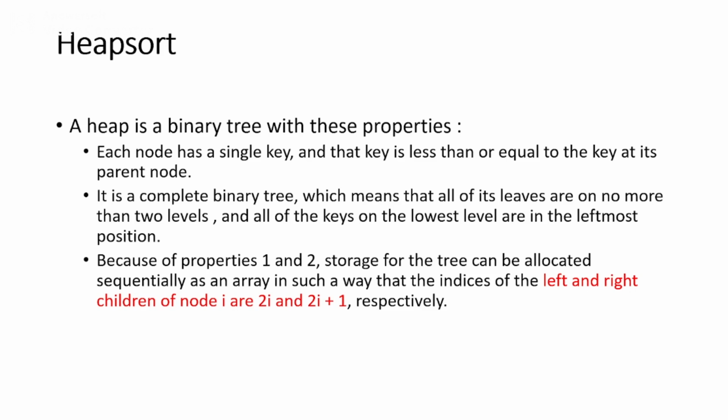Because of properties 1 and 2, storage for the tree can be allocated sequentially as an array in such a way that the indices of the left and right children of node i are 2i and 2i plus 1. That we need to remember: 2i and 2i plus 1. If your parent node is i, then the left and right child indices will be 2i and 2i plus 1.